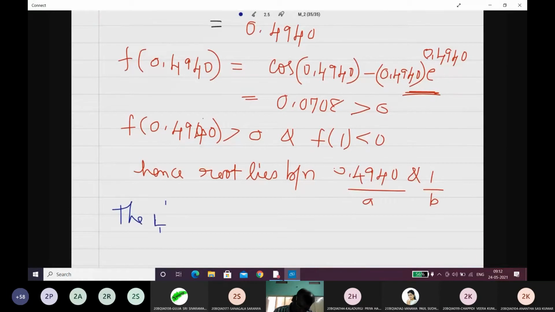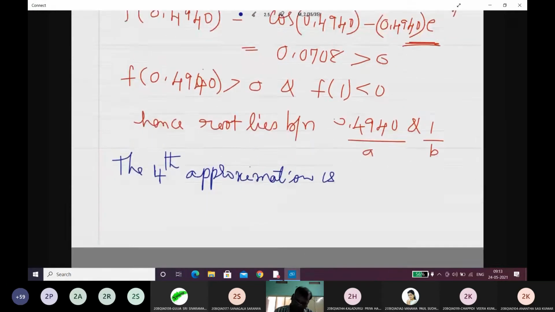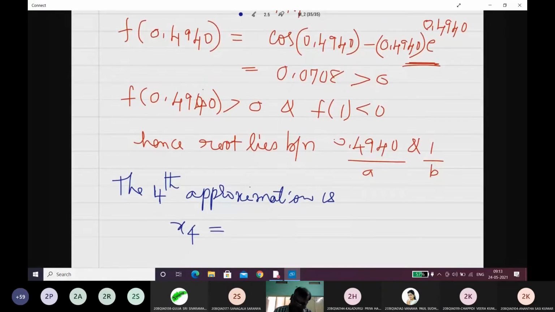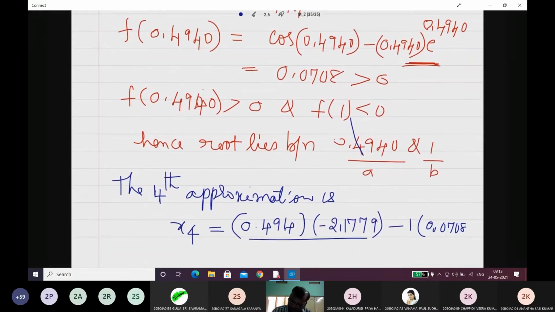Now the next approximation, that is the fourth approximation, is x4 is equal to A, 0.494, into f of B, which is minus 2.1779, minus B, which is 1, into f of A, 0.0708, divided by minus 2.1779 minus 0.0708.